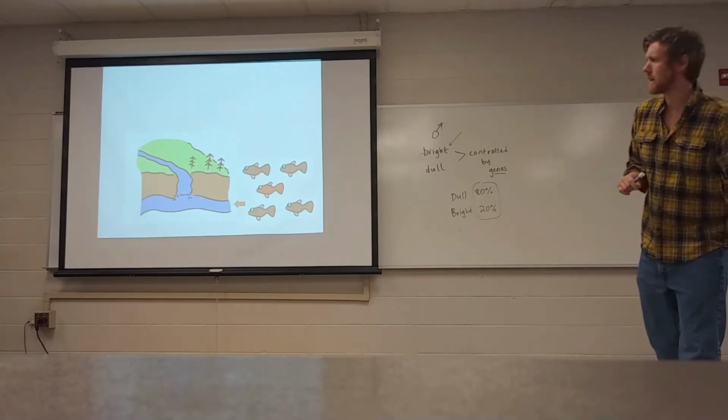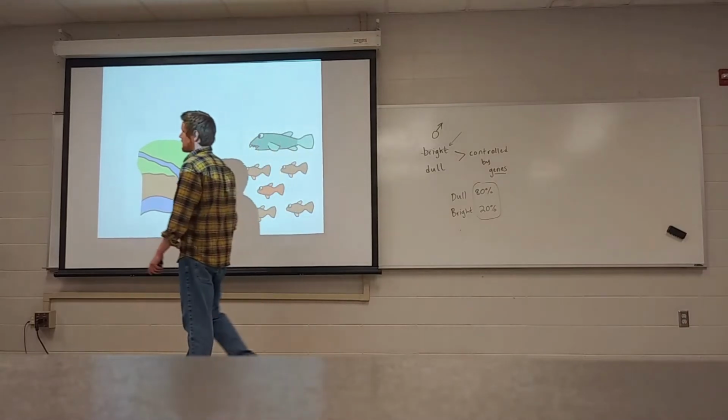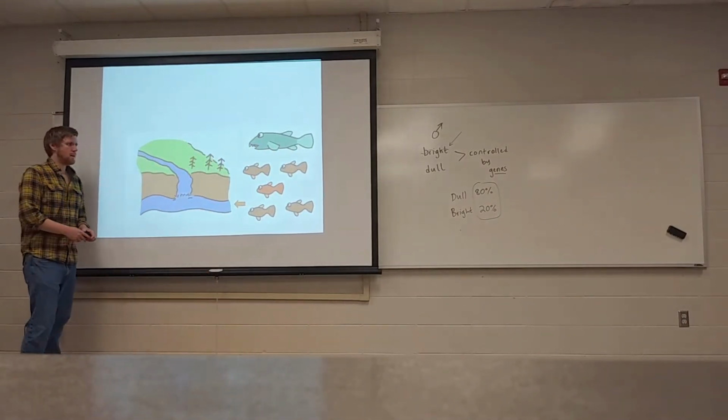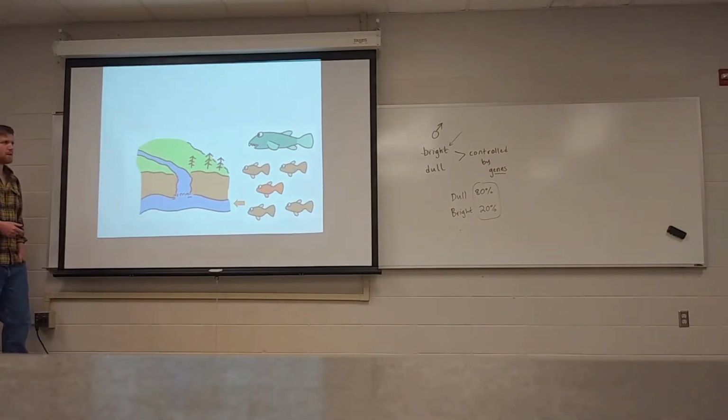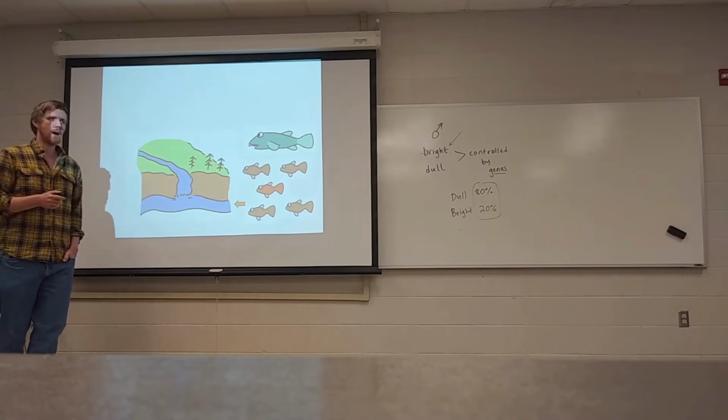Why does it exist like that? Because natural selection has limited the reproductive success of the bright guppies due to the fact that there's predatory fish in this river that can see them much more easily and keep the population of them in check.